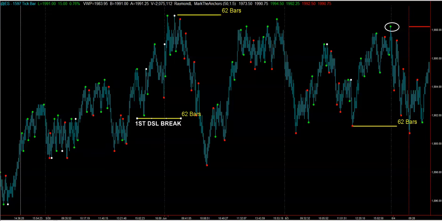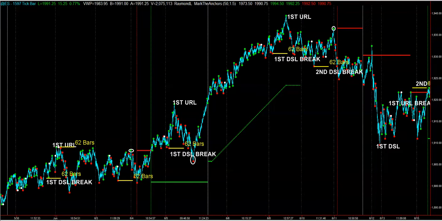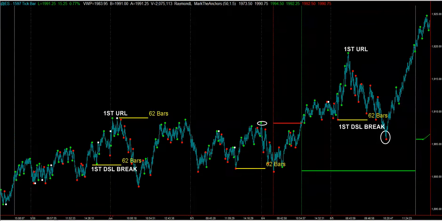Now we're going to talk about rule number 4B, and I'm going to read it. 4B is described as a reversal: if before any step, supporting step or URL break, a downward supporting level is formed and broken by one close 2 times in a row, then we reverse the bullish direction to bearish. Note that the first DSL to break, the second DSL can only be below the first.